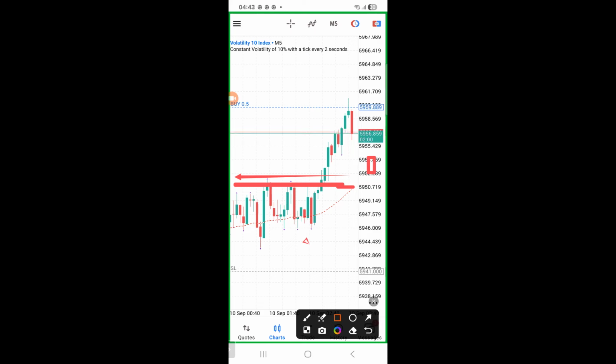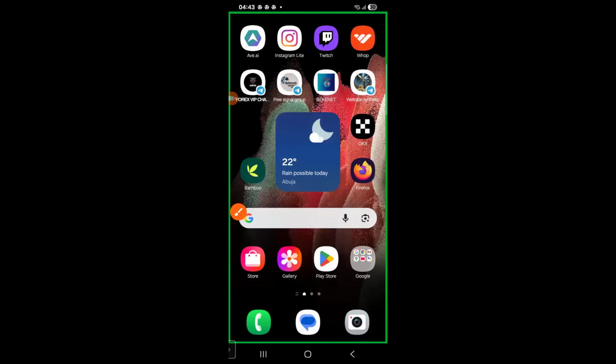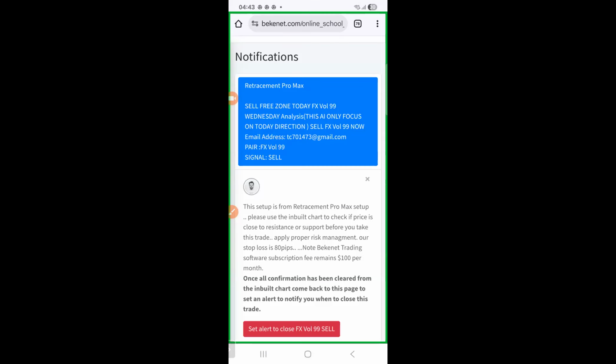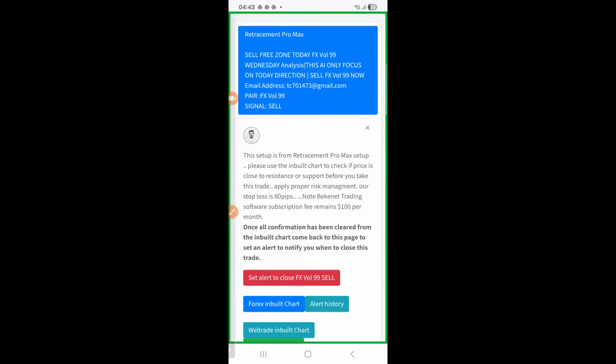Now, this software gives you notifications on your phone. Like if I open again, there are other signals that have been sent, maybe still recurring. Okay, look at it. It said sell free zone today, FX Vol 99. This is a well trade signal.